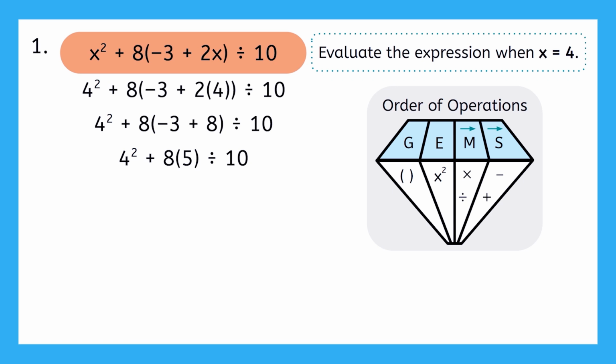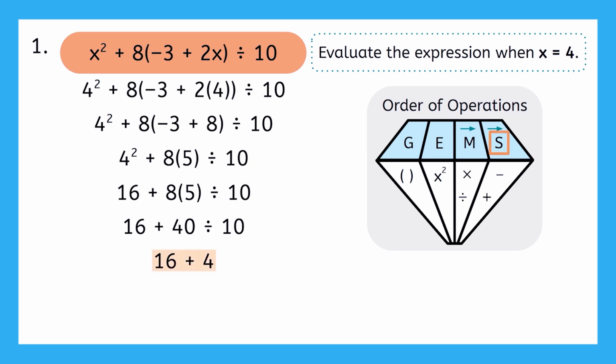After the group is taken care of, we move on to exponents. In this expression, that's 4 squared. Evaluating that gives us 16 plus 8 times 5 divided by 10. Next up is multiplication and division from left to right. After multiplying 8 times 5 to get 40, and then dividing by 10, we are left with 16 plus 4. Evaluating the addition as our last step brings us to our final answer of 20.